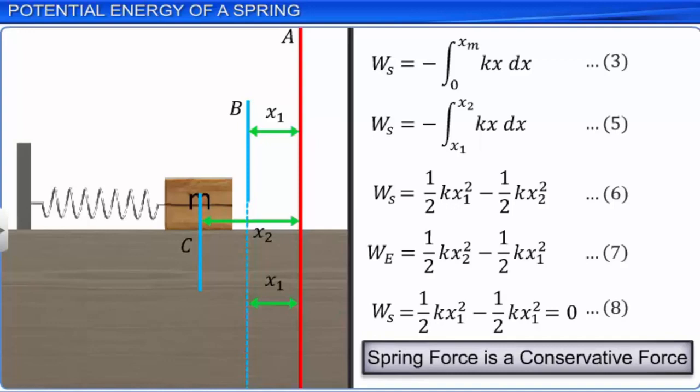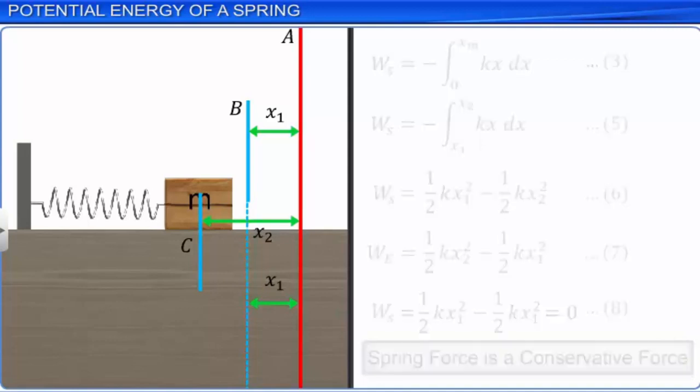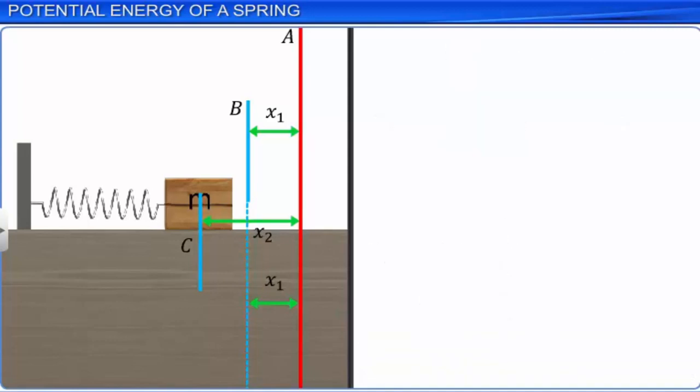Thus, we define the potential energy V of x of the spring as 0 when the system of the block and the spring is in equilibrium position. For any extension or compression x of the spring, we have V of x is equal to half kx square.